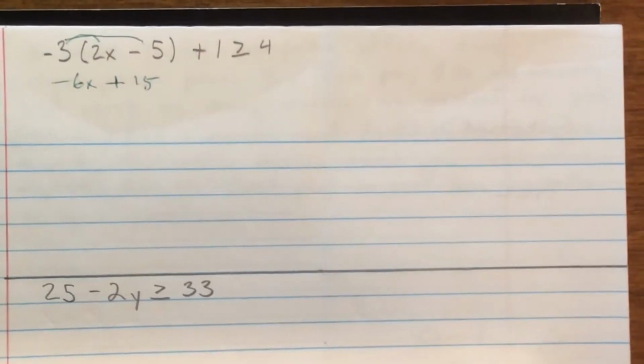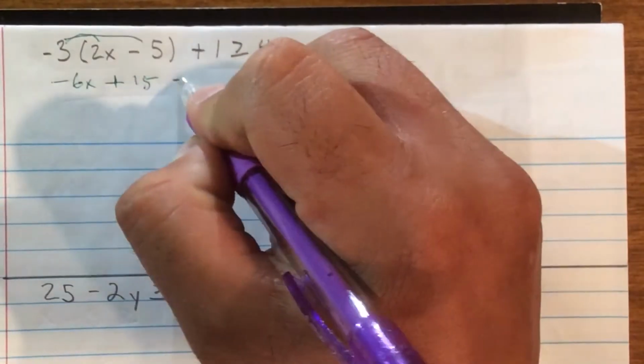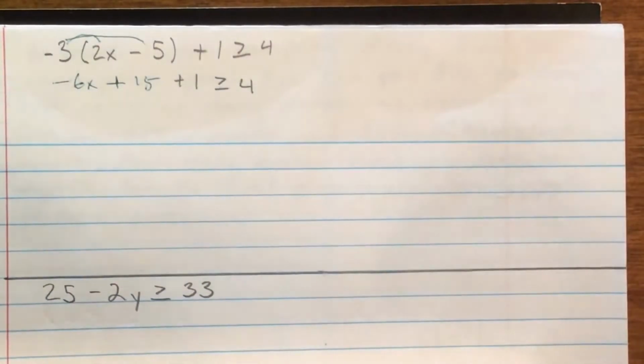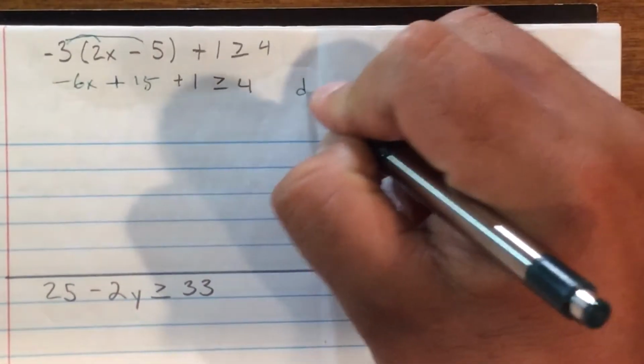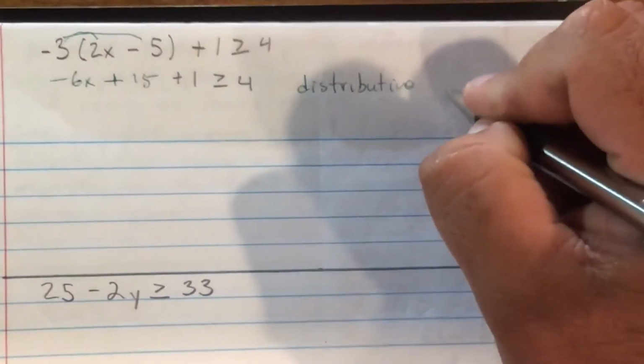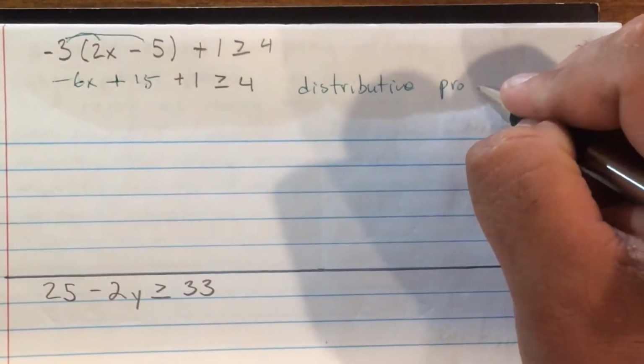And then we go back to our pencil. We have plus 1 greater than or equal to 4. And this was our distributive property.